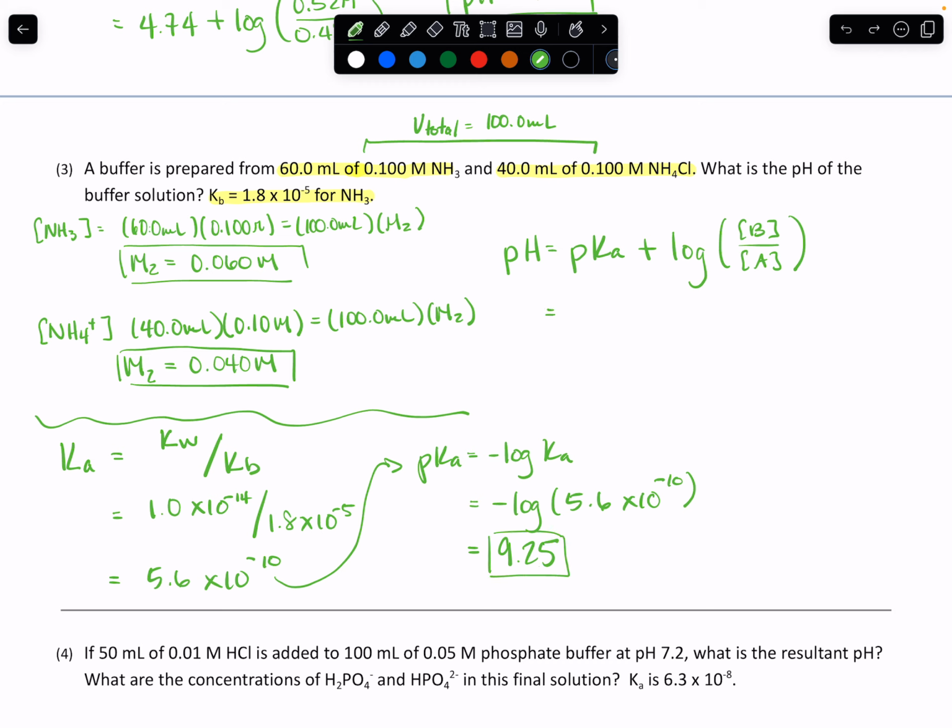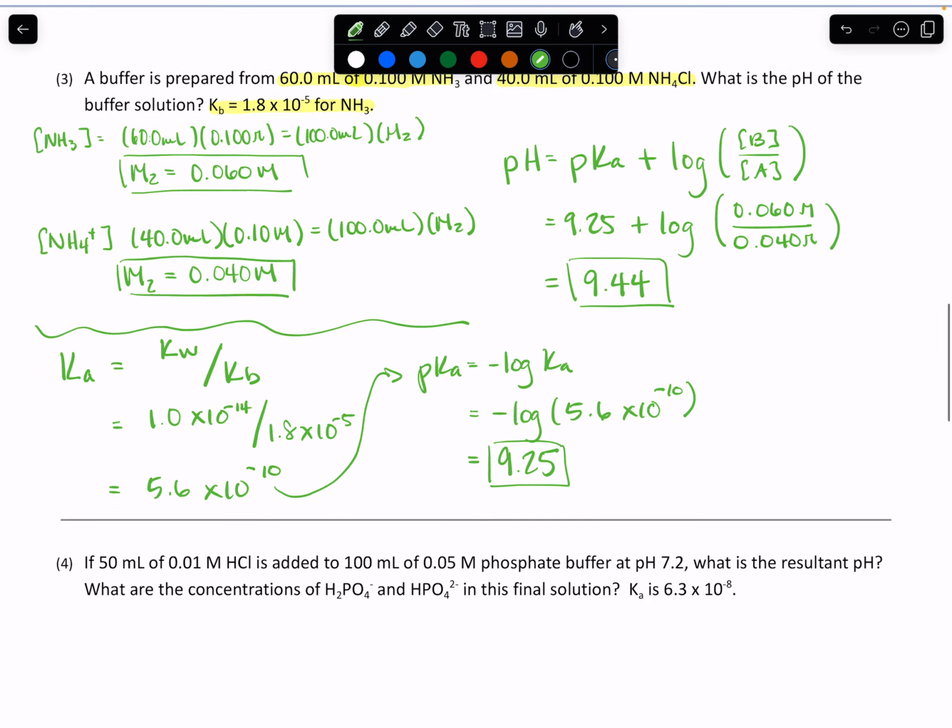All right, so we go back up. 9.25 plus the log of the concentration of the base, which is NH3, so 0.06 molar, divided by the acid, 0.04 molar. We plug everything in, and we find that the pH here is 9.44. So we ask ourselves, is that reasonable? It's a little bit higher than the pKa, and I think that's reasonable because we have more base present in this buffer solution than we do acid. So I'd expect it to be a little bit above the pKa value.